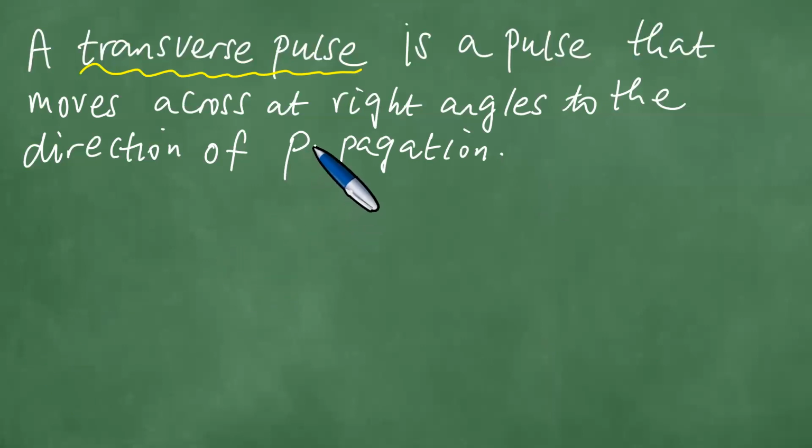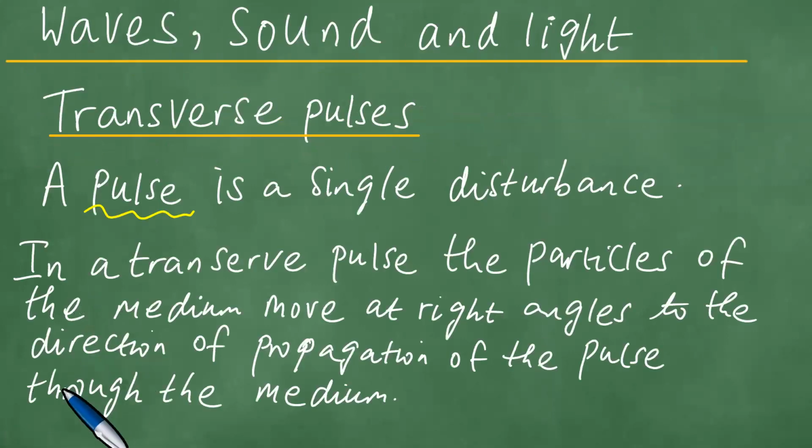Okay, I want you to note that in a transverse pulse, and let's highlight this one, the particles of the medium move at right angles to the direction of propagation of the pulse through the medium. So in other words, you can look at a pulse as a single disturbance, but most importantly, in a transverse pulse, the particles of the medium move at right angles to the direction of propagation of the pulse.